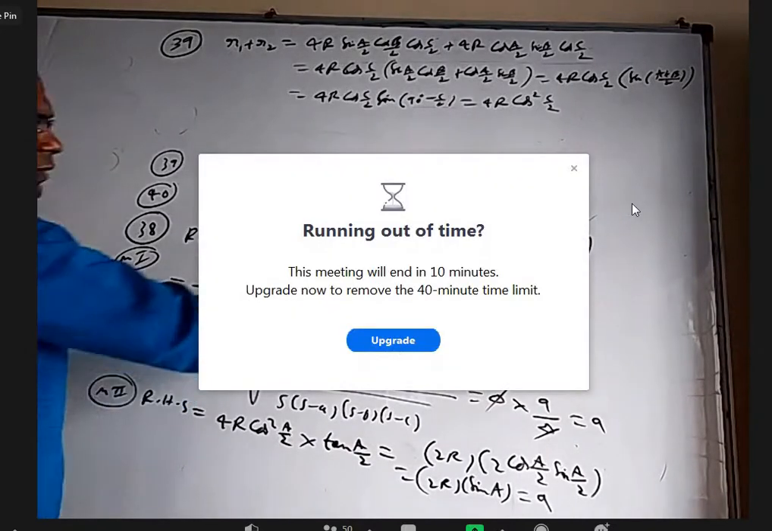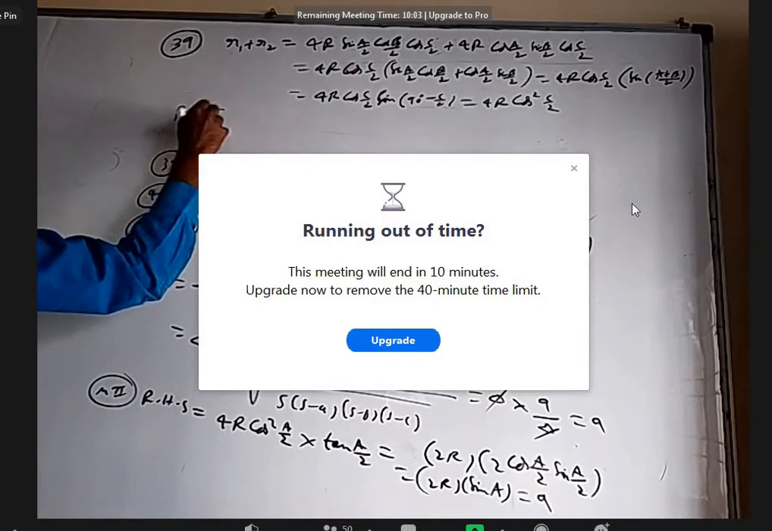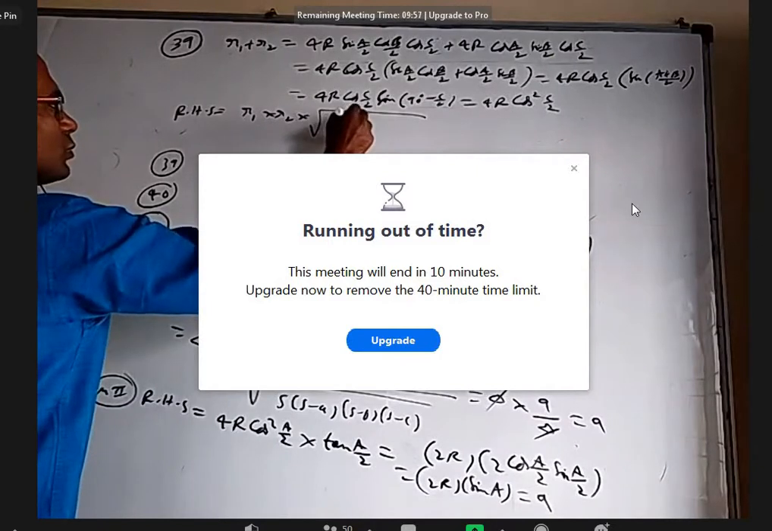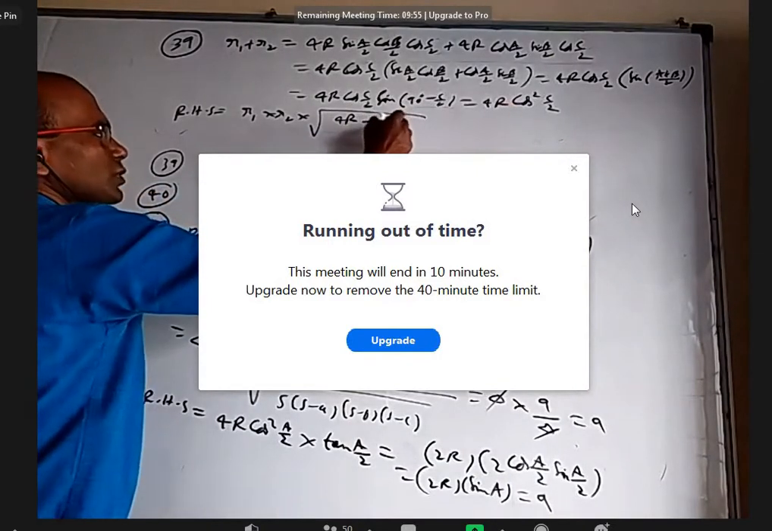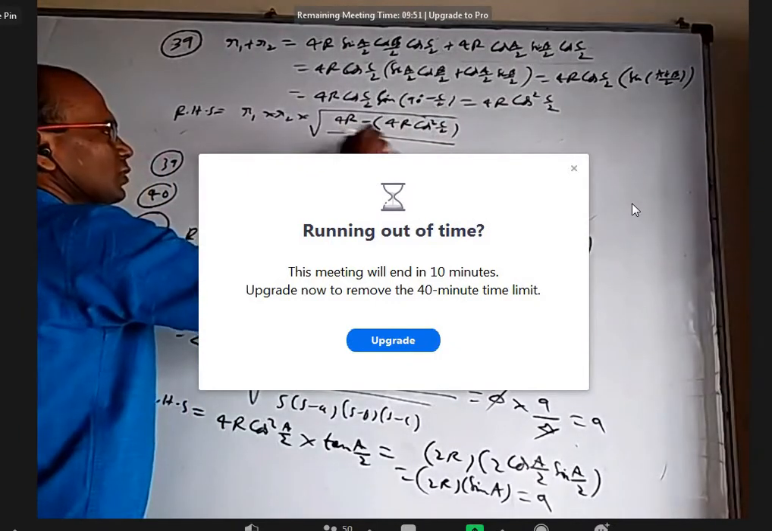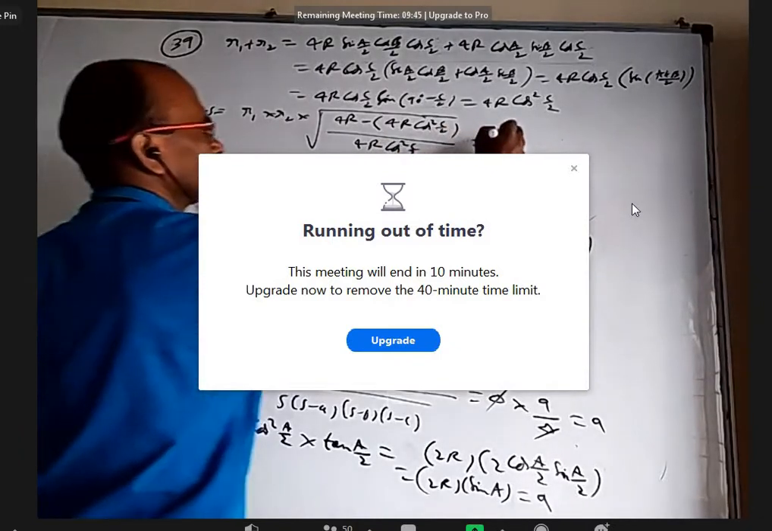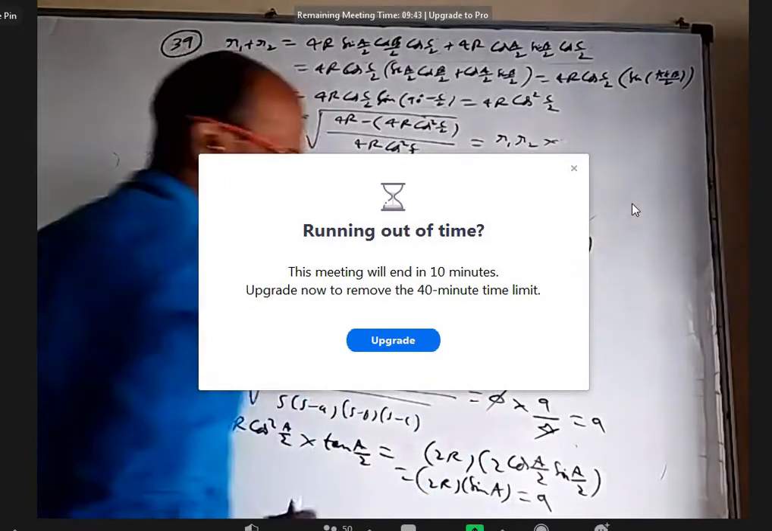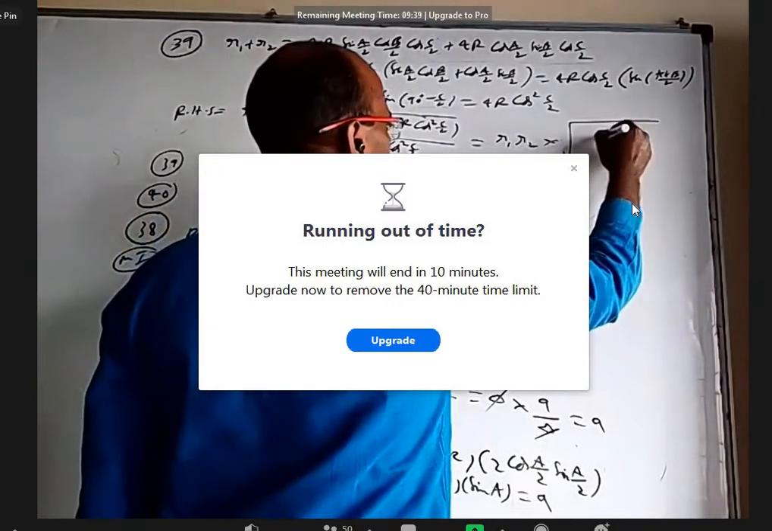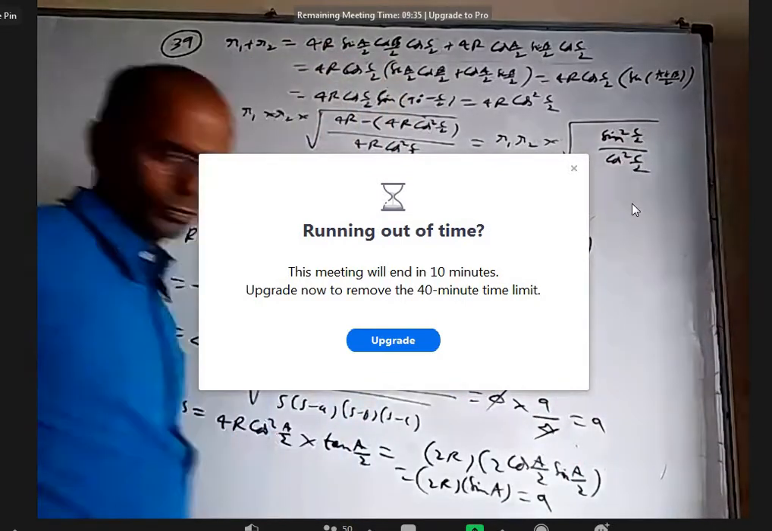Okay, because I'm going to use it in 2 places, that's why I wrote this first. If I start with RHS, R1 into R2 into square root of 4 capital R minus R1 plus R2 is 4 capital R cos square C by 2. Down also 4 capital R cos square C by 2. We can take 4 capital R common and cancel, and will be left with root over sin square C by 2 by cos square C by 2.